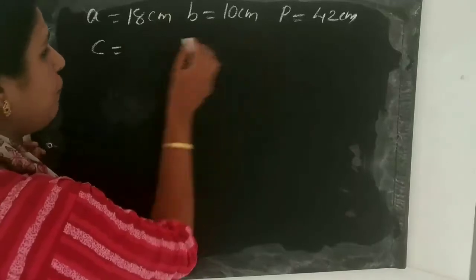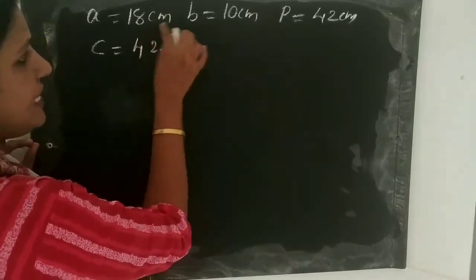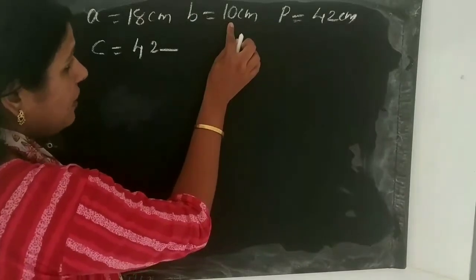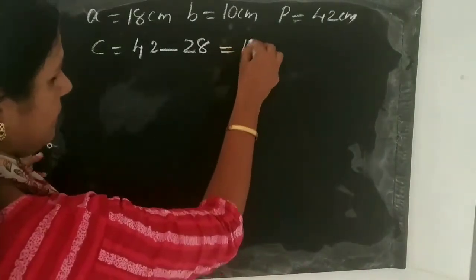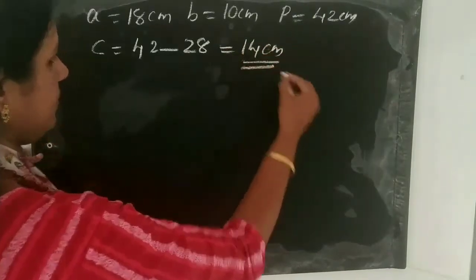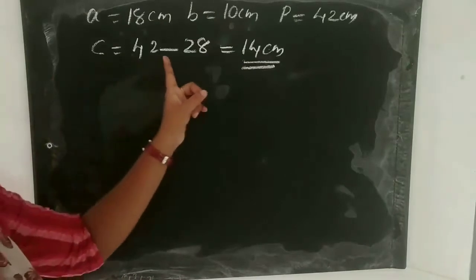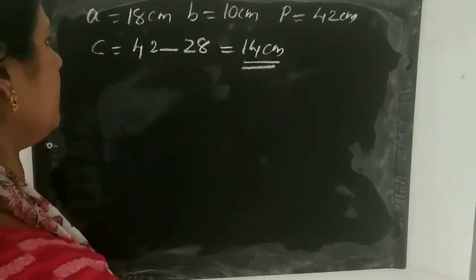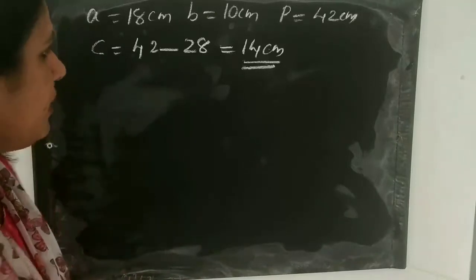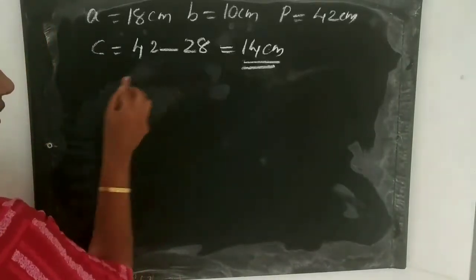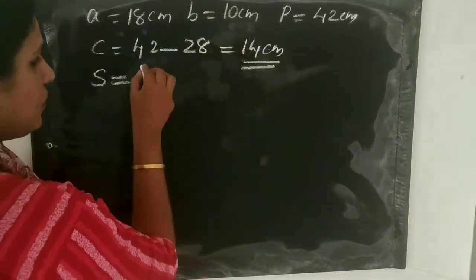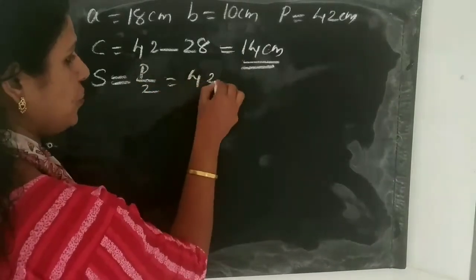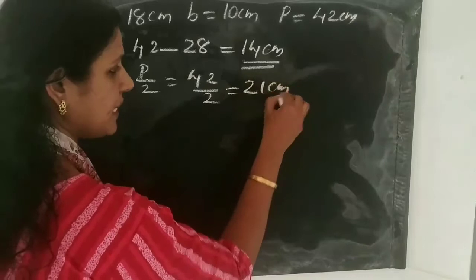P is 42, then C is 42 minus 18 plus 10. 18 plus 10 is 28. So, 42 minus 28 is 14 centimeter. Now we have to find the area. So area needs the semi-perimeter S. S is A plus B plus C by 2, that is P by 2. That is 42 by 2, which is 21 centimeter.